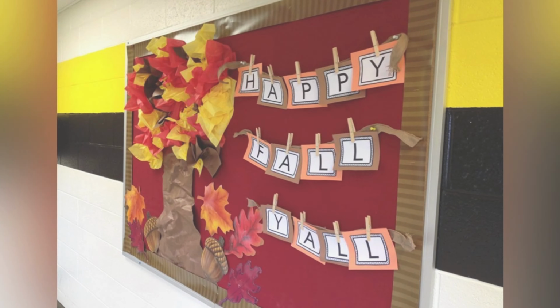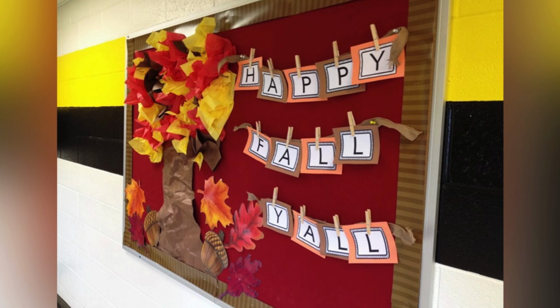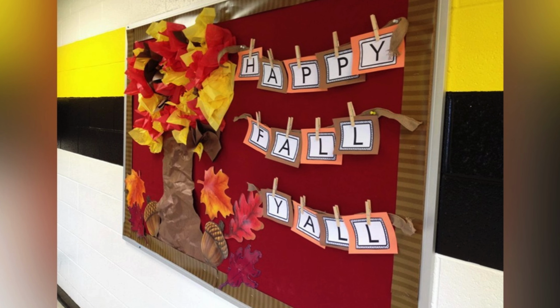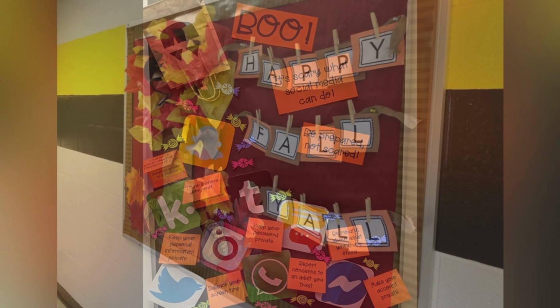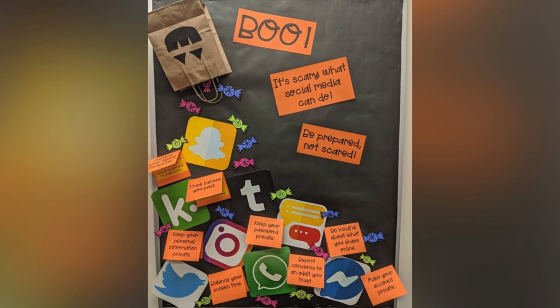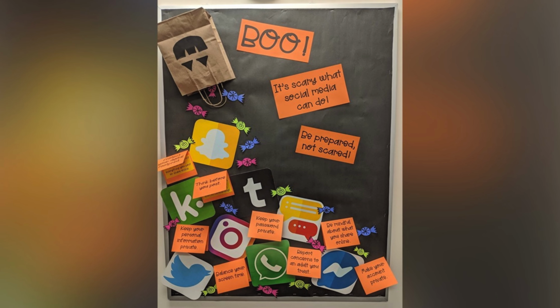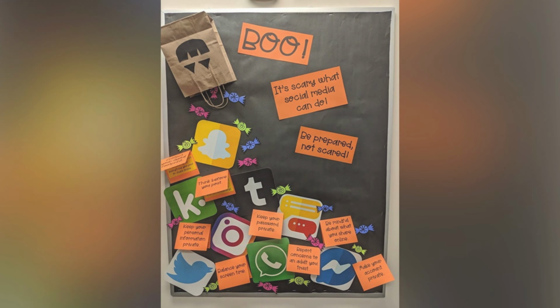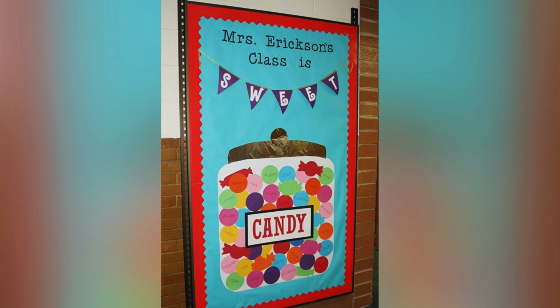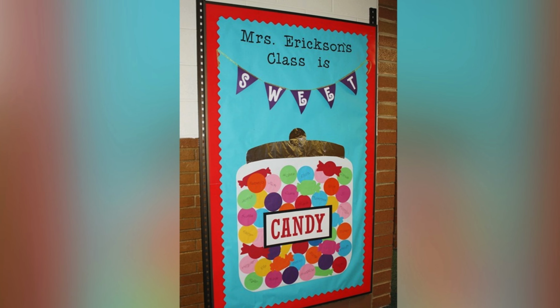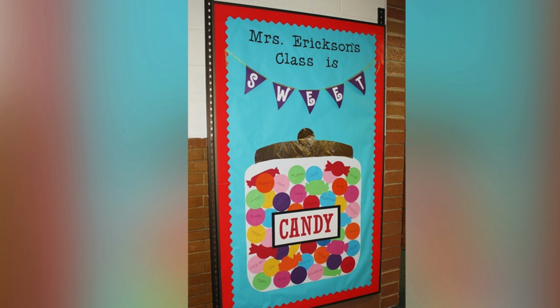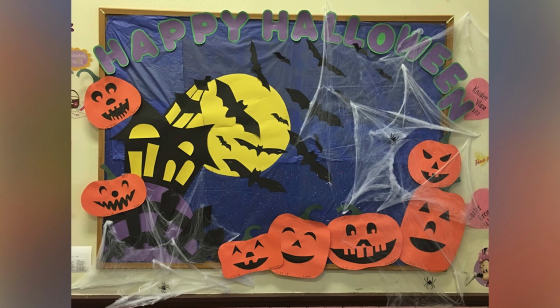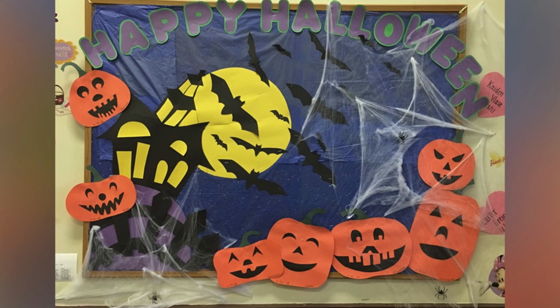Spooky story starters. Divide the board into sections with different Halloween-themed prompts like a ghost appears or the haunted house door creaks open to reveal, and let kids write or draw the next part of the story. Halloween character voting. Display pictures of various Halloween characters like witches, werewolves, and vampires. Allow the students to vote on their favorite by placing stickers or small paper cutouts.